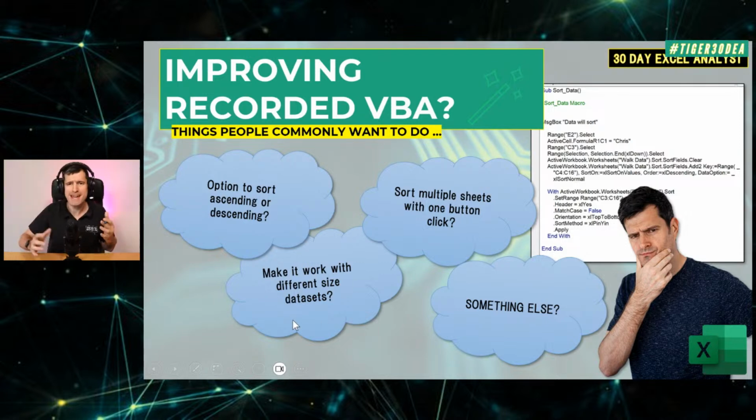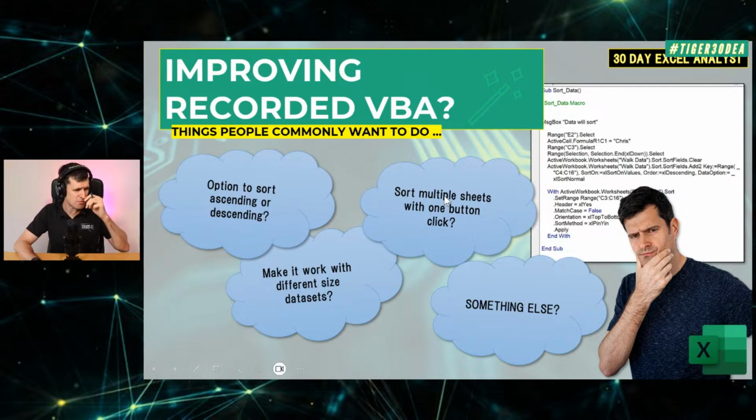We might want to make this sort operation work with data sets of different sizes. We know that data sets are always changing in Excel. So how can we change our approach from what we'd call a static approach that works with a fixed range to a more dynamic approach that works with a changing data set? Something else we might want to do.